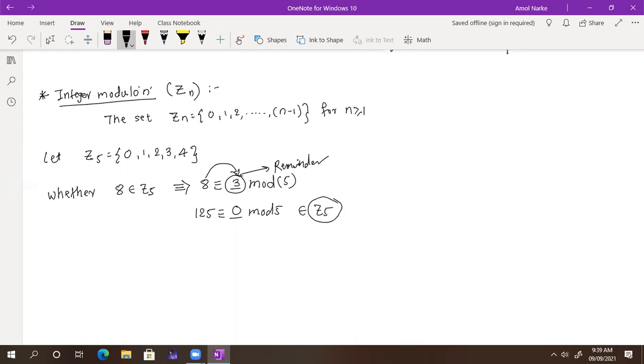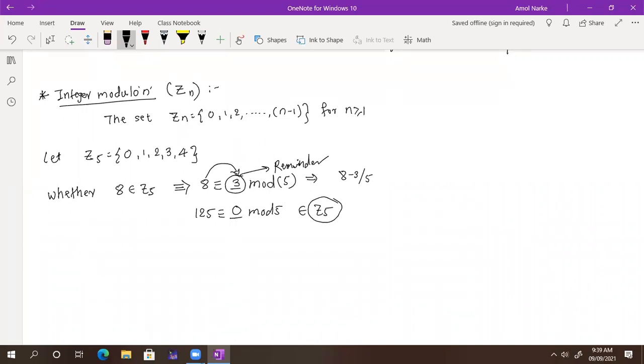We already discussed what is meant by that: 8 minus 3 is divisible by 5. Right now we don't know whether it is a group or not, but the set Z5 contains 5 elements. Although it represents infinitely many integers, it is still finite because the cardinality is finite. Why? Because of this operation, integer modulo n. Does everyone understand? Yes, sir.